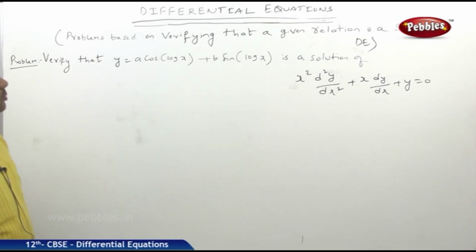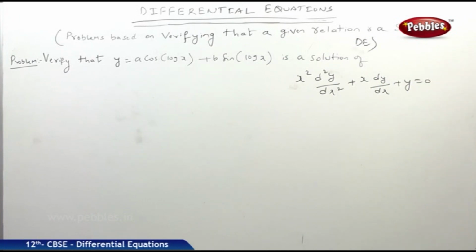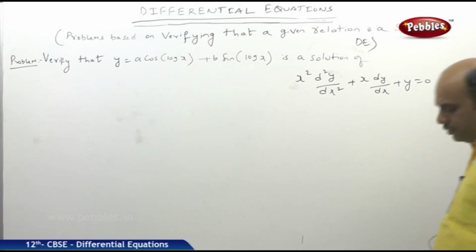Now this is another problem for us. Verify that y is equal to a cos of log x plus b sin of log x is a solution of the given differential equation. Again a relation is given in terms of the dependent variable and the independent variable. A nice question. It was asked in one of our CBSE final examinations also. So how do we do it?